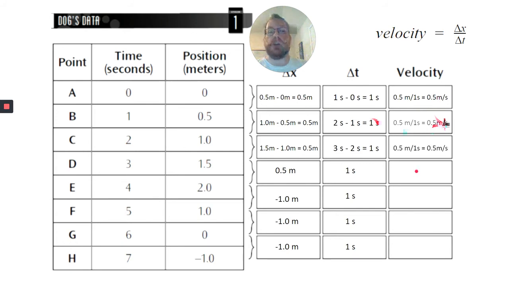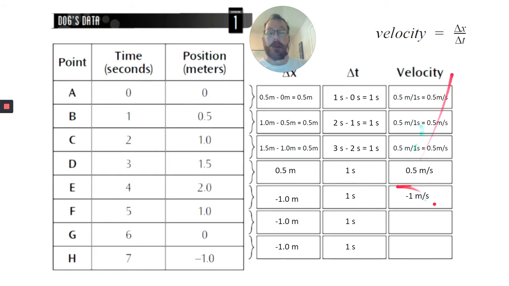Okay, and we can go the next two the same way. I mean, down here, the unit's going to be the exact same. It's just that we're going to end up with this negative, right? Negative 1 meter per second. Negative 1 meter divided by 1 second gives us a negative 1 meter per second. So that is our velocity.